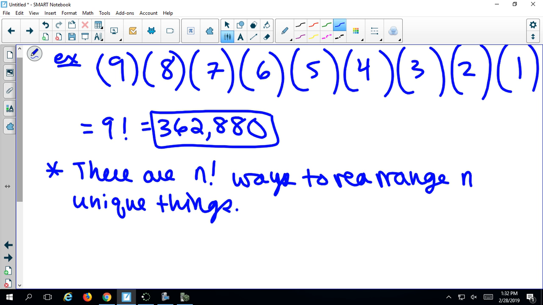Go ahead. So the non-factorial, that means that you have 362,000 different ways you can put that in order? Yes.